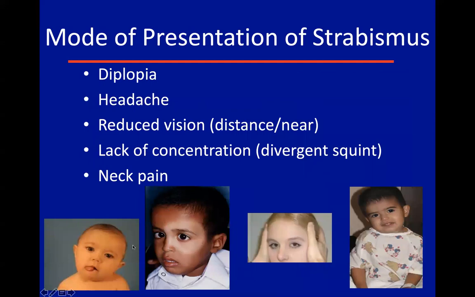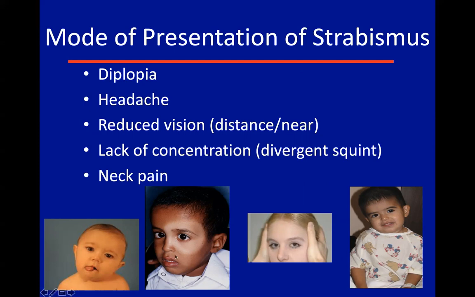They can have diplopia, they can have a headache, they can have reduced vision. Sometimes these patients will have lack of concentration, and the teacher will always complain that he is not concentrating. It's simply because he has a strabismus and cannot really focus. And then they can also have neck pain. So you look at this little boy, you can see him turning his head just to be able to remove this ocular misalignment.